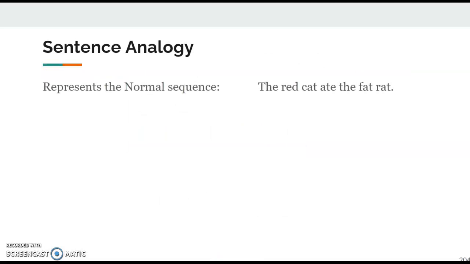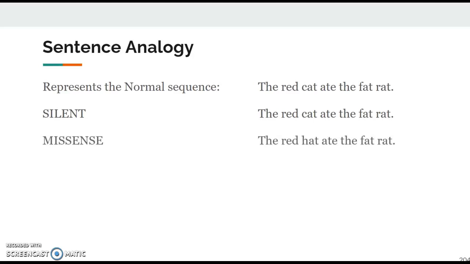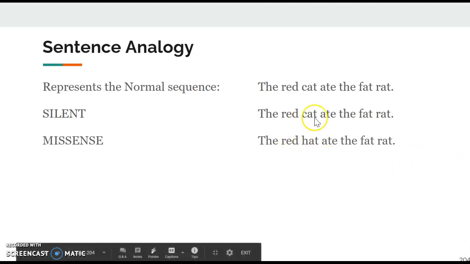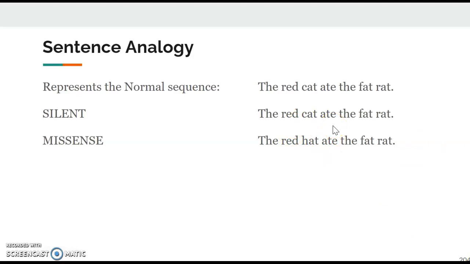Here's a little sentence analogy. This is the normal sequence of the sentence: the red cat ate the fat rat. In a silent mutation, something would happen, but you would never know, so it would still be the red cat ate the fat rat. In a missense, a letter gets changed in a way that now the sentence doesn't make sense: the red hat ate the fat rat. That makes no sense.